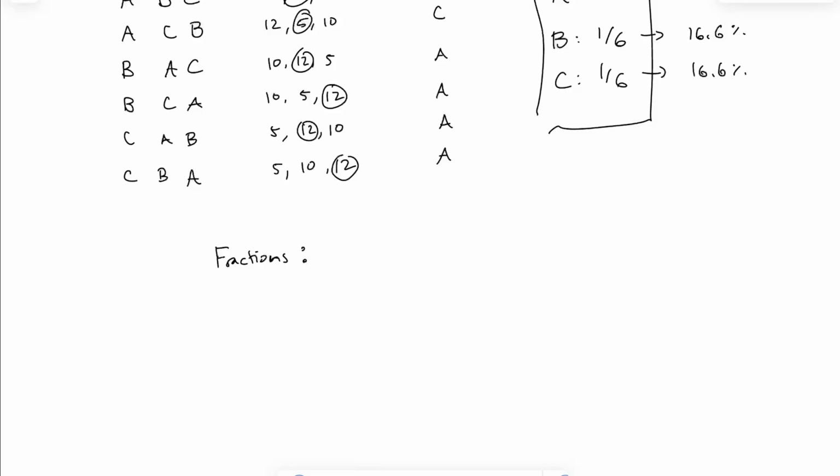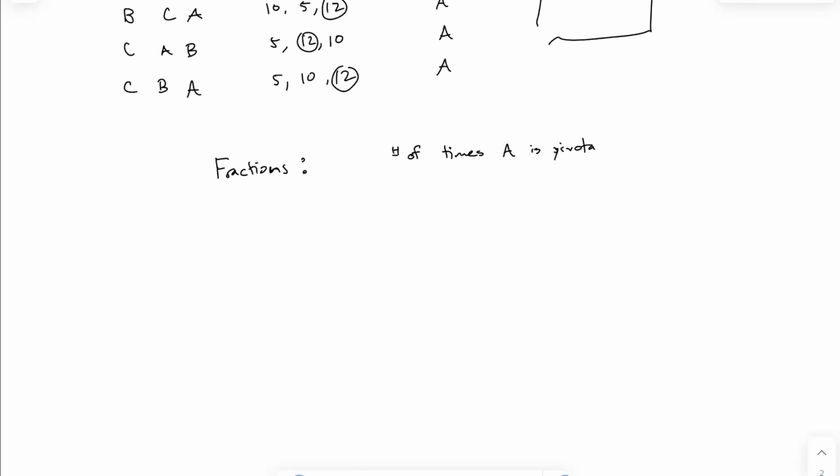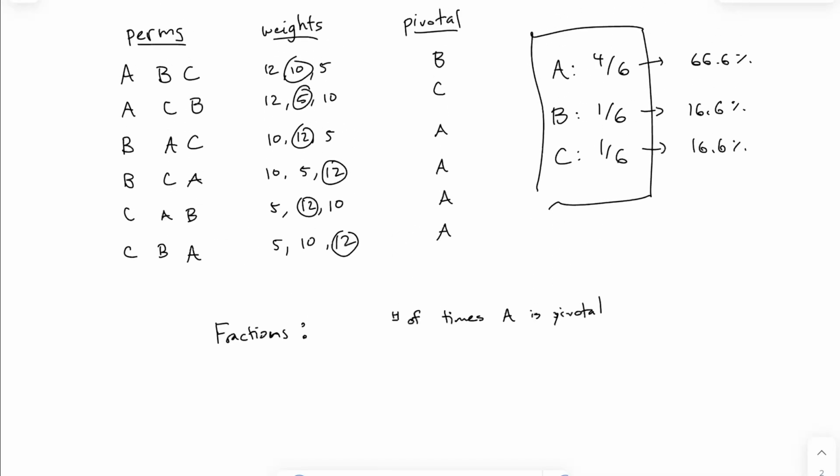So the fractions, just to make this clear, I think everybody can see how we did it, but just so that it's clear, the fractions every time look like the number of times, let's say A is pivotal. That's the numerator of each fraction, the 4, the 1, and the 1, and then you divide by the total number of perms, which was 6 in this example. All right? And that's how you make each of these fractions for A, then B, then C. I think everybody knew that.